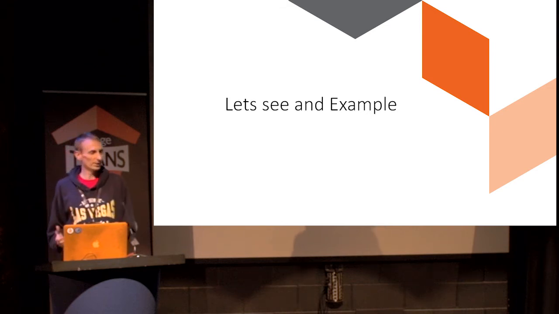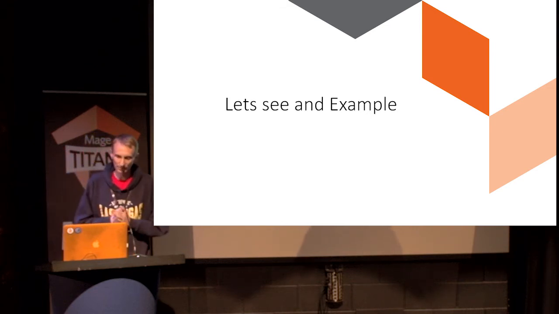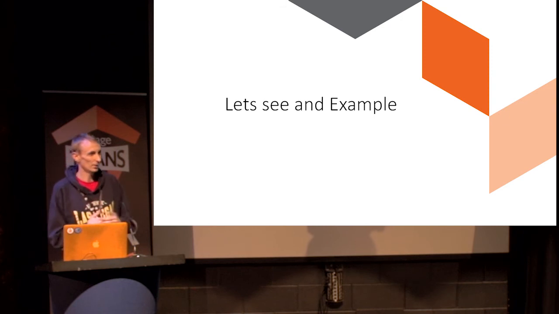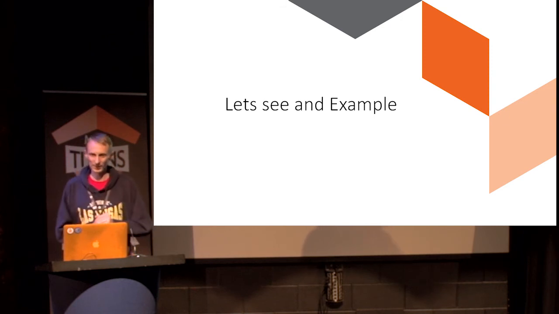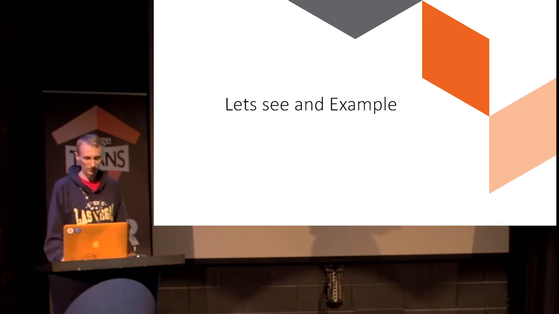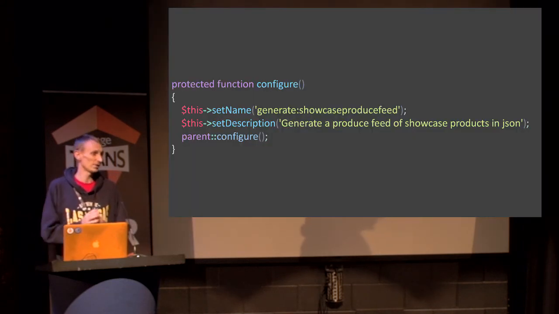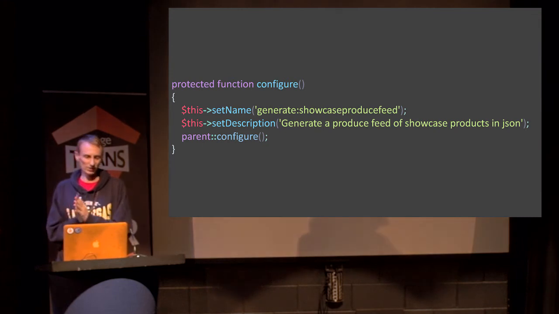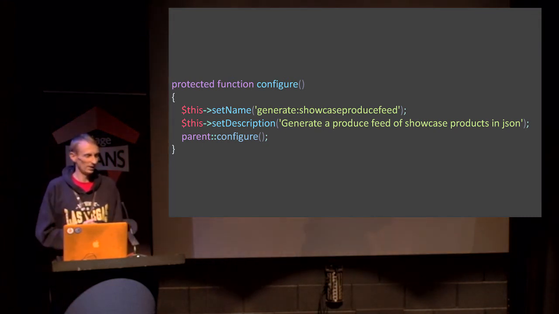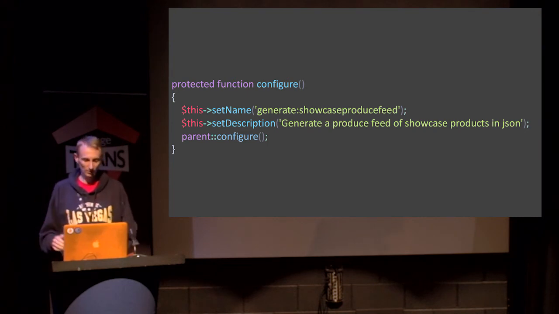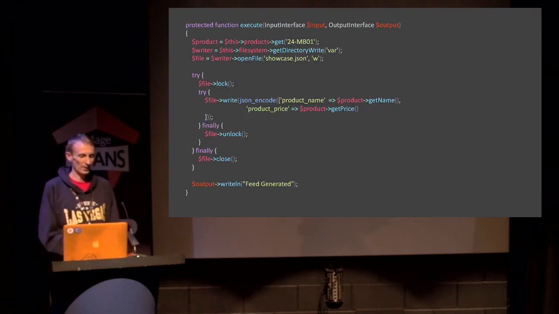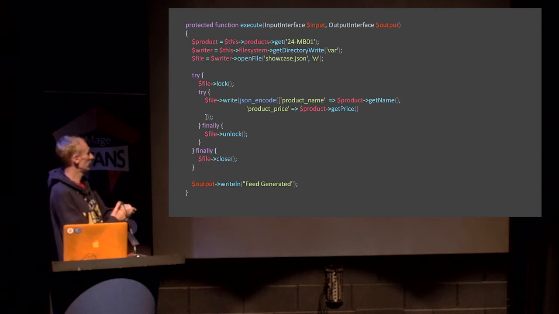So let's take a little look at an example. The example that we're going to build together is a Google product feed. It's the easiest one that I could come up with. We're going to start off just by using the default Magento command object, which is going to build our command, our product feed. So we configure it by setting name, setting description. And our first pass allows us to implement the execute method.